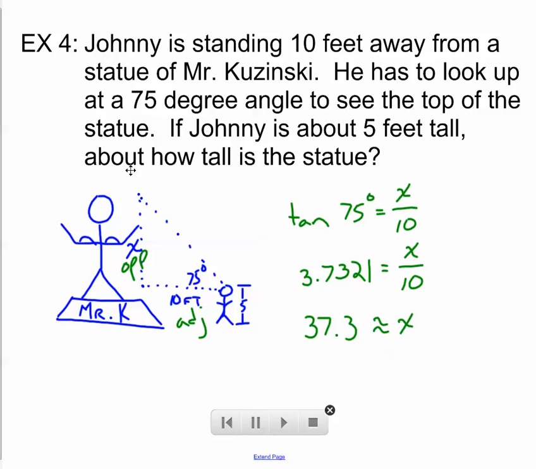Now that is not our answer. That's not how tall this triangle is, or that's not how tall this statue is. To actually find out how tall the statue is, we need to add Johnny's height to the height of the statue. That's how tall the statue is, which is going to be 42.3 feet. Sorry, you can't see that. Didn't use foresight very well on that, but it's 42.3 feet because we have to add Johnny's height. So this is 5, this is 37.3. Together, they make the entire height of the statue about 42.3 feet.